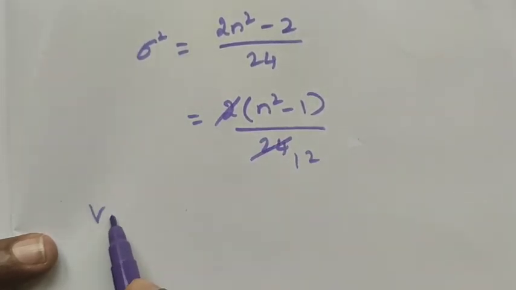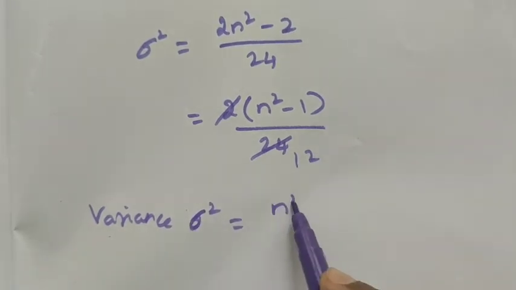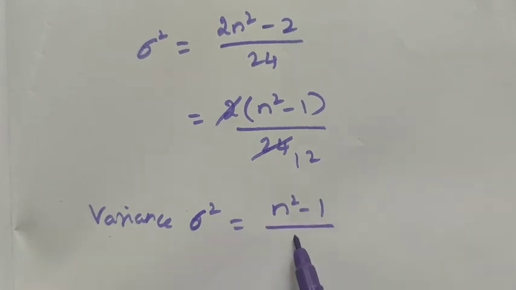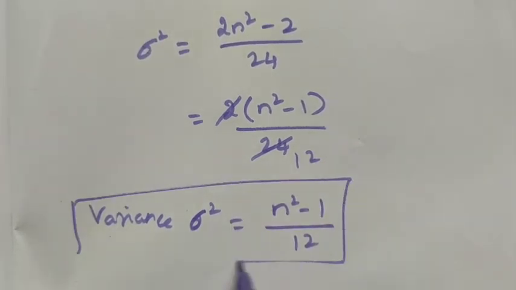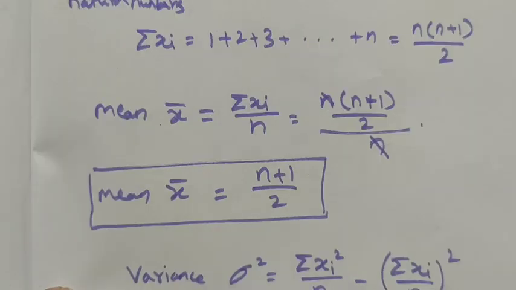So the variance sigma square is equal to n square minus 1 divided by 12 is the answer, the variance. And the mean x bar is equal to n plus 1 divided by 2 is the answer.